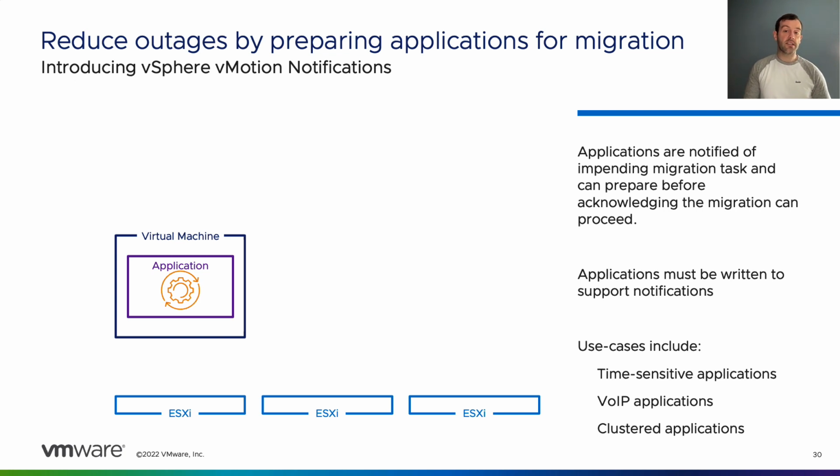Applications need to be rewritten to support vMotion notifications natively, so it's not something that applications are compatible with out of the box. Or, a partner application could be written, like a small little Python application, as an intermediary that intercepts the vMotion notifications and can interface with the main application to perform any work needed.